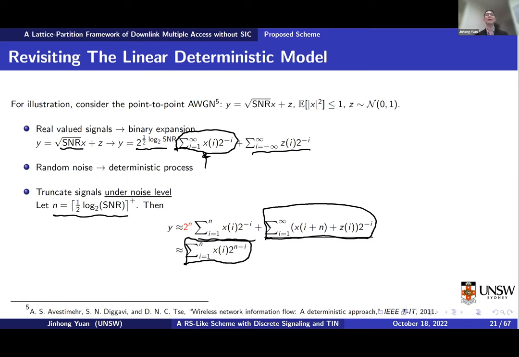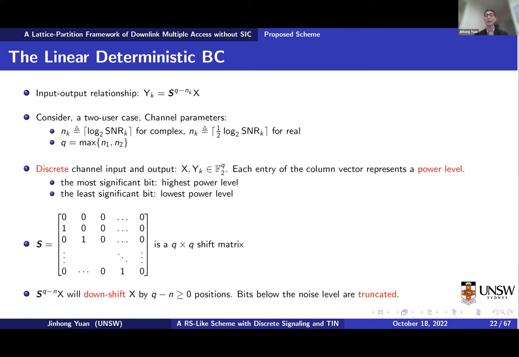So that is the linear deterministic channel model, developed by David Tse and his group. That is the model we are going to use. Now we are going to use that model for the linear deterministic broadcast channel. Consider two users. The input-output relationship will be very simple. Say your transmitter superposition signal is X, and your received signal at user K is YK. It's just your transmitter signal X represented in the binary expansion format as we showed before.